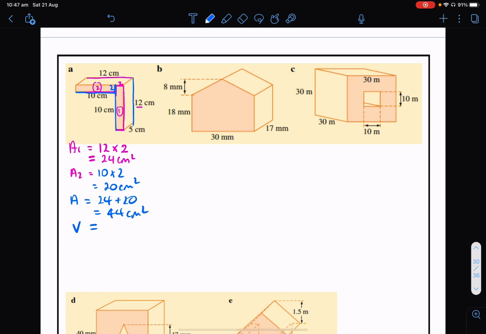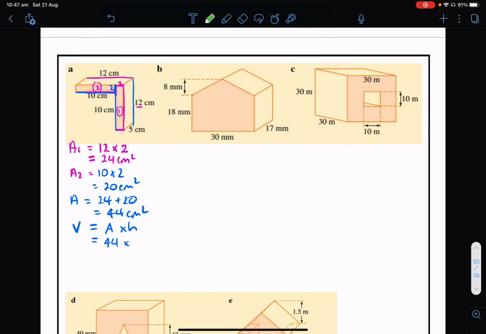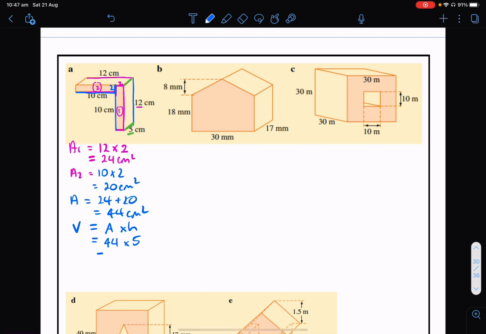So my volume will be the area times height, the area being 44, and my height is going to be the depth of the prism. Okay, so it's that how far back does it go? Okay, so that's going to be the 5 centimeters. So we're going to times that by 5. So 44 times 5 is going to give me 220 centimeters cubed. Okay, so just one bit at a time.